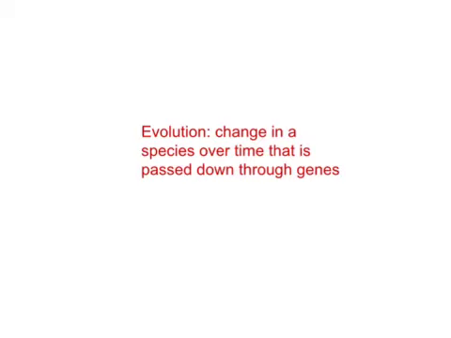Alright, so right now we're going to be talking about evolution, the thing that Charles Darwin created. A brief description is it's just a change in a species over time that is passed down through genes. And if you've watched the 6.1 video, you'd know that life started as a unicellular organism, then became more complex.